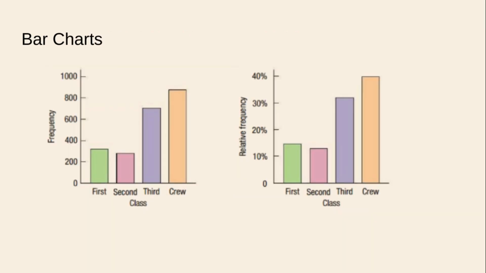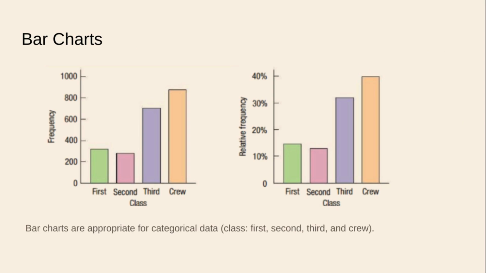All right. Bar charts. So we have the bar chart for the frequency and relative frequency, and it should not surprise us that the bars look about the same between the frequency and the relative frequency. Bar charts are appropriate for categorical data, all right? In these bar charts, there is some nice separation between the bars, which tells us intuitively that we're dealing with different categories. Those categories we call classes. First, second, third, and crew are all classes, each of which get their own little bar.